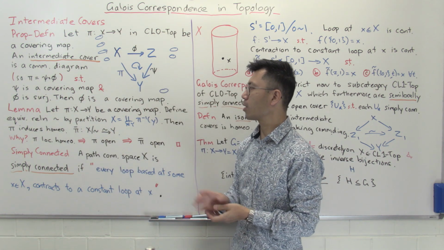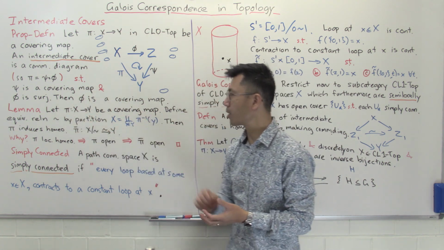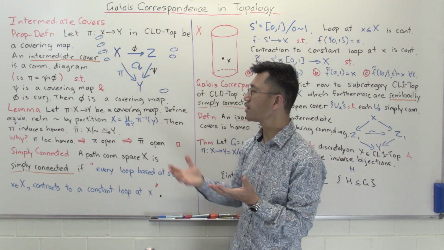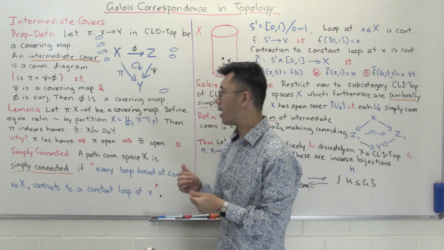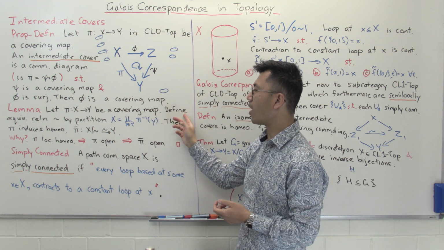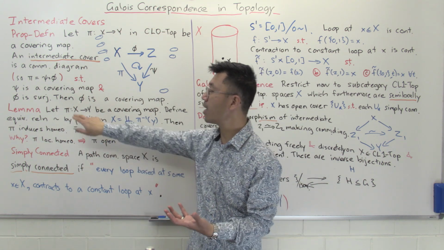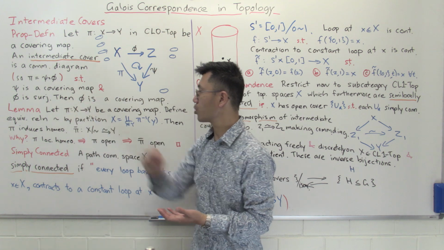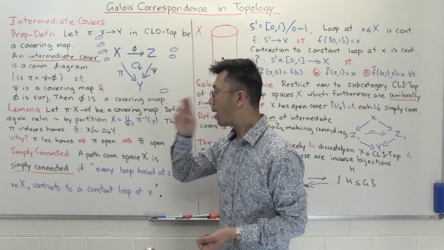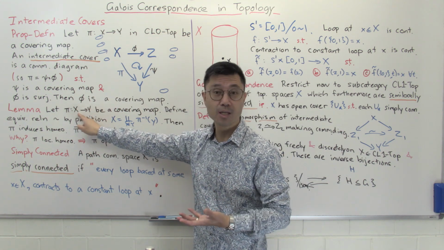So what's this little lemma? This is also a good fact to know. Let pi from x to y be a covering map. It turns out that every covering map you can think of as a quotient map, in the following sense. Then you can define an equivalence relation on x. If you want to form a topological quotient of x, you need an equivalence relation on it. And of course you want to recover y, so how do you get that? Well, equivalence relations are an equivalent concept to a partition.